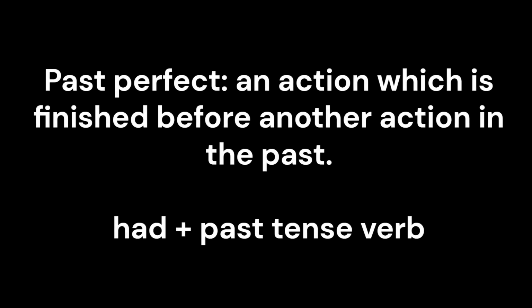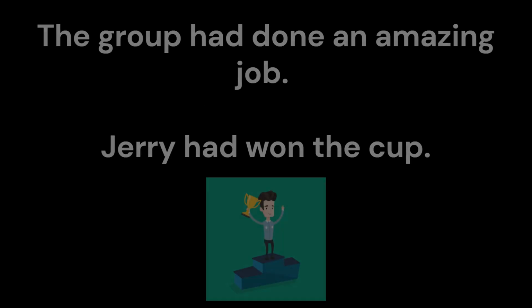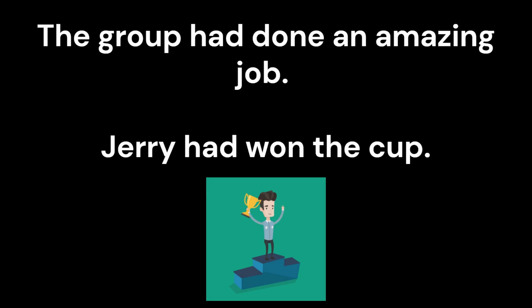Now we're going to look at the past perfect tense. The past perfect tense is when an action has finished before another action in the past. To form the past perfect tense, we always use the word had and a past tense verb. For example, the group had done an amazing job and Jerry had won the cup. These are both in the past perfect tense.